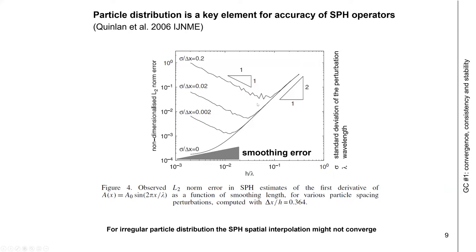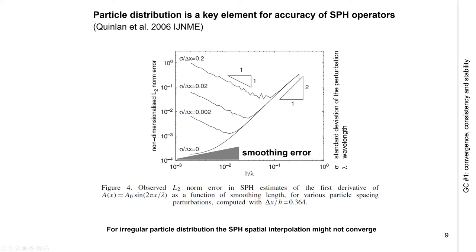They did this convergence analysis for different levels of particle disorder. So sigma here is defining the particle disorder. If you look at the line where particles were arranged on a Cartesian grid, so no disorder, you see that the convergence rate is the one that you were expecting. So second order convergence rate. But when you are introducing a little bit of disorder in your particle distribution, then this is no longer the case.